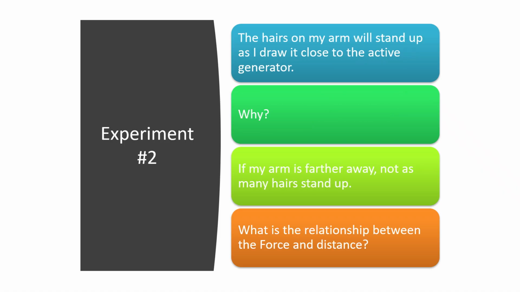All right, the hairs on my arm stand up as I draw it close to the active generator. So I turn the generator on, and then I roll up my shirt sleeve, and I'm not a weightlifter, so I don't shave my forearms. And as I bring my forearm close, the hairs on my arm stand up. Okay. Why do they do that? Why is my entire arm not pulled into the vent?